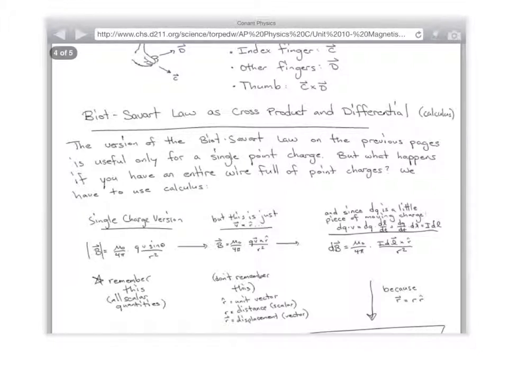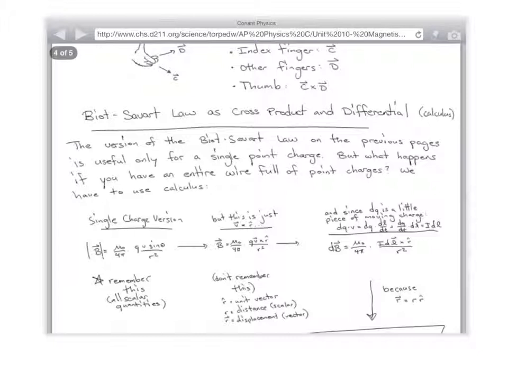All right. So the version of the Biot-Savart Law on the previous pages is useful for only a single point charge. But what if you have an entire wire full of point charges? Ooh, an entire wire full of point charges. That sounds shockingly like a wire with current in it, right?